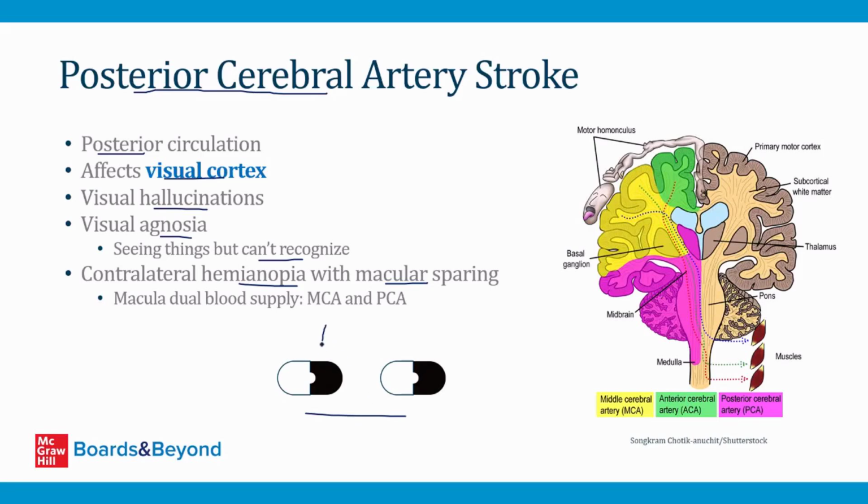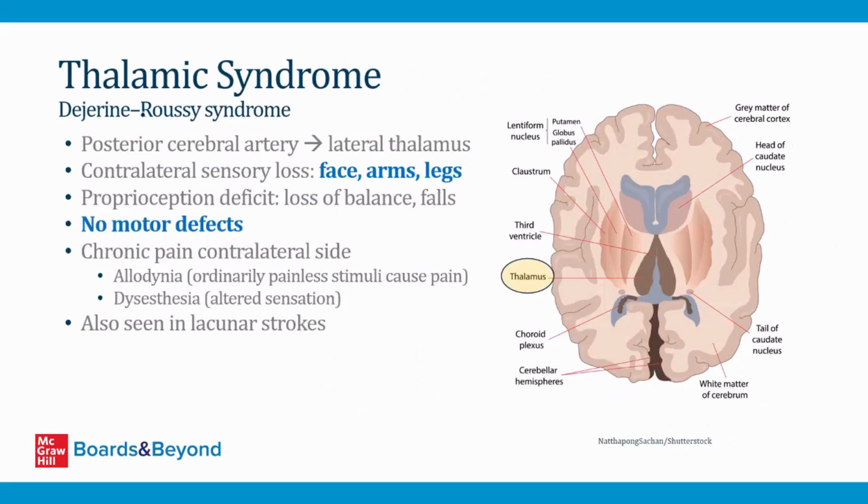So patients lose half of their visual field, but the macula, which is the high resolution central vision, is spared because it has a dual blood supply from the MCA and PCA. So this little high resolution region in the center can be spared. And once again, I talk about visual field defects, including this type of visual field defect, in the videos in the ophthalmology section.